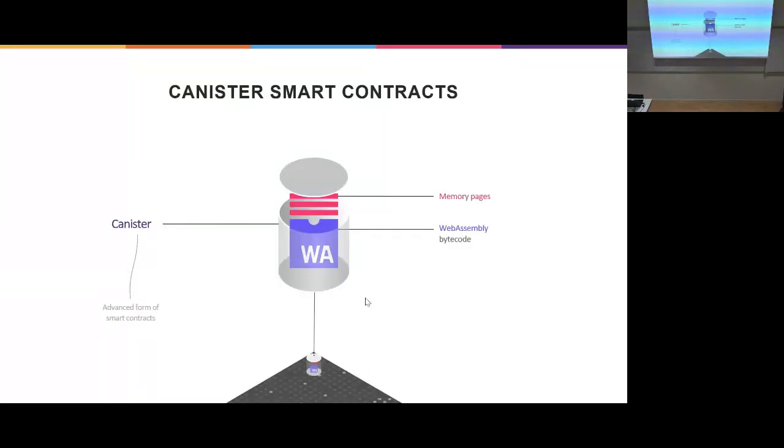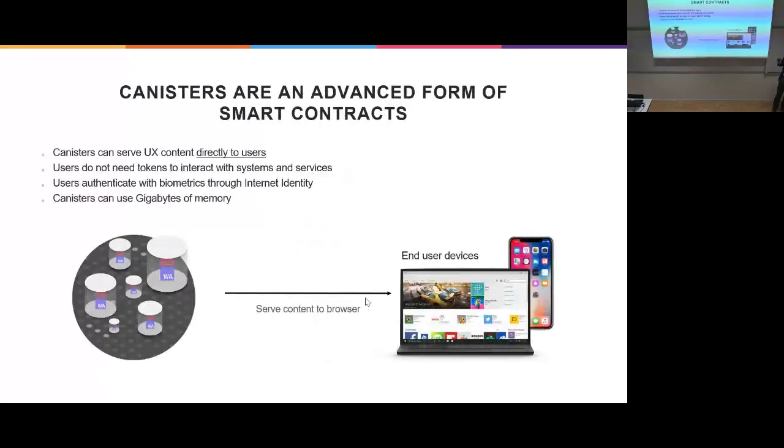So what's a canister? A canister smart contract. It's an advanced form of smart contract. It comprises two things: WebAssembly bytecode, the instructions, and memory pages, the state of the canister. Both together form the canister. They're encapsulated secure units. And what's special about it? It's very powerful. It's powerful in the sense that canisters can, for example, serve the complete user interface, the web page, from the blockchain. You don't need big tech cloud services anymore, which of course strengthens the trust model of smart contracts served by the Internet Computer.